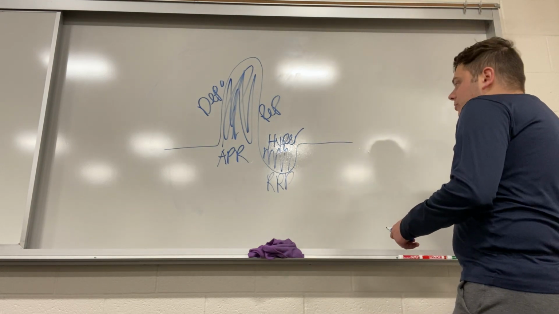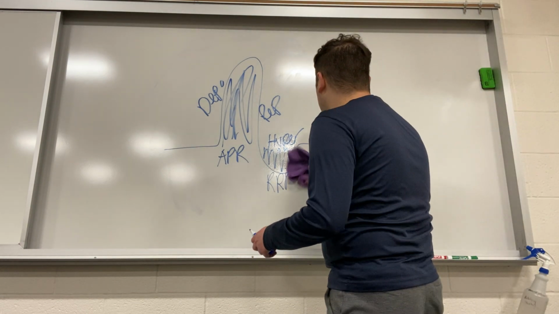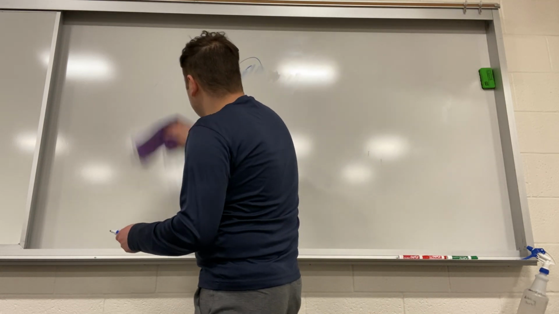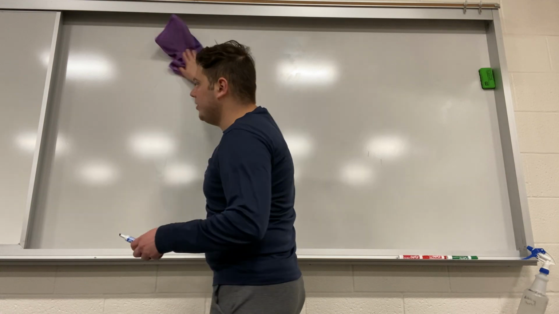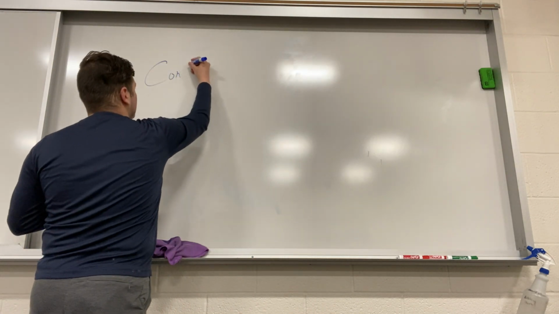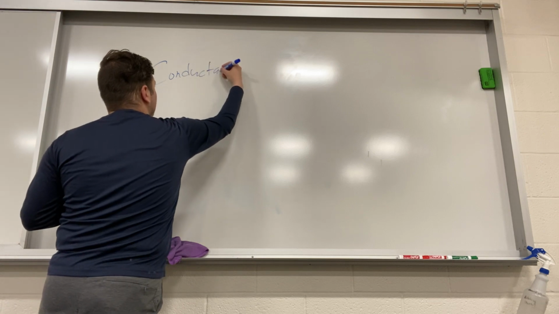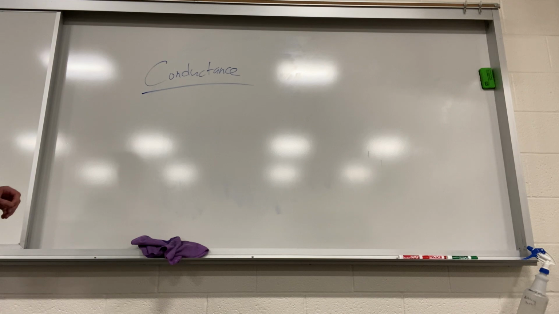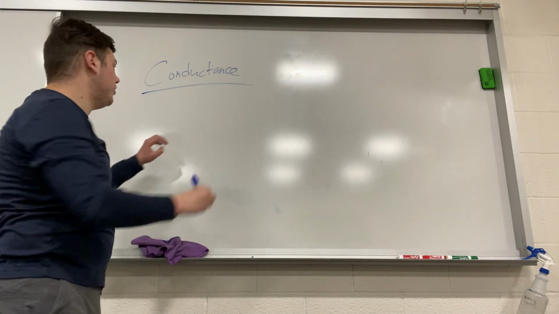Our first one is going to be called conductance. We'll go ahead and label these three very important things for action potentials. So let's start with conductance. So here's conductance. And so what happens is conductance is about ions moving across the channel. So we'll put that.